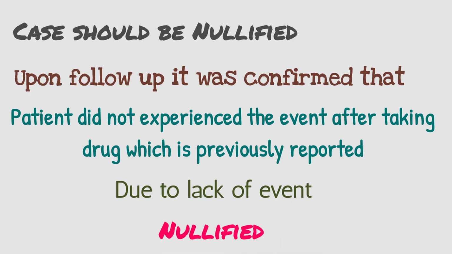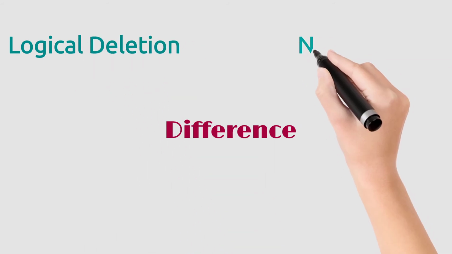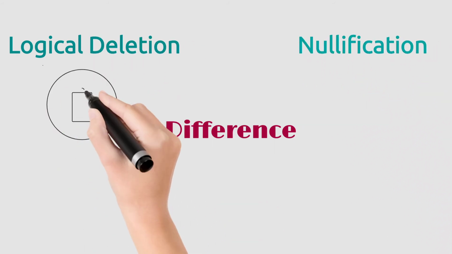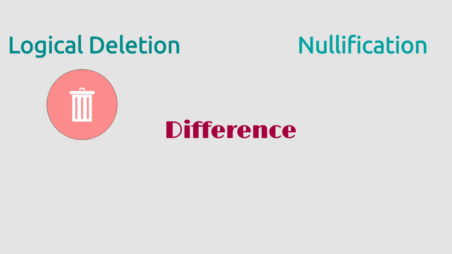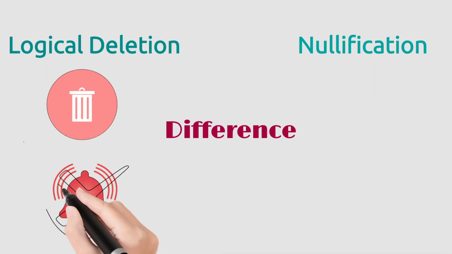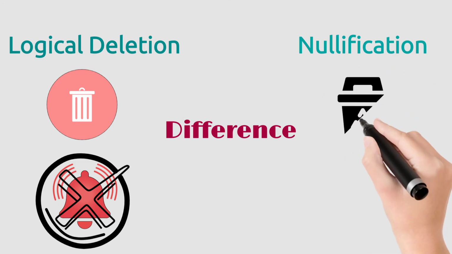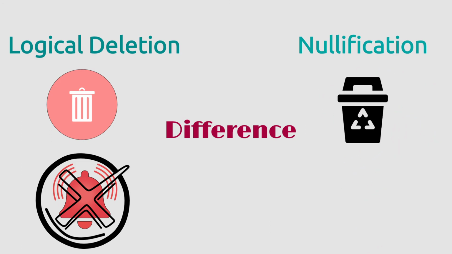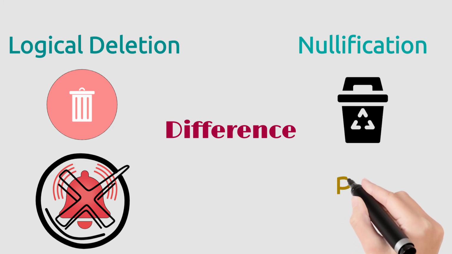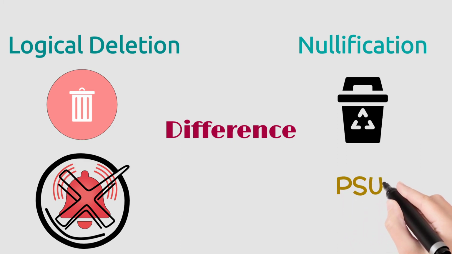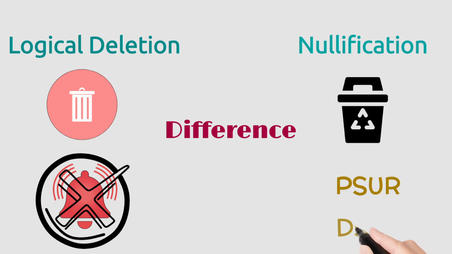So the basic difference between logical deletion and nullification is, in logical deletion, the case is permanently deleted from the safety database and no notification is sent to the regulatory authority, as the case is only in the safety database and the ICSR report is not yet submitted. So logical deletion is permanent deletion of the case from the safety database. On the other hand, in nullification, the case is deleted from the safety database but this deletion is not permanent. We can use that case for scientific evaluation, like the periodic safety update report and the development safety update report.